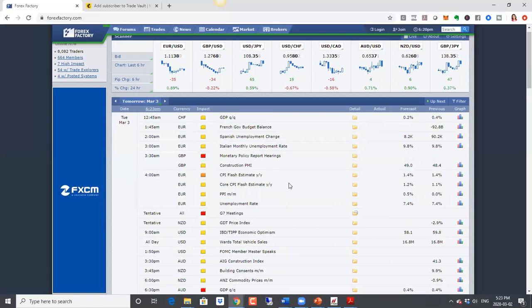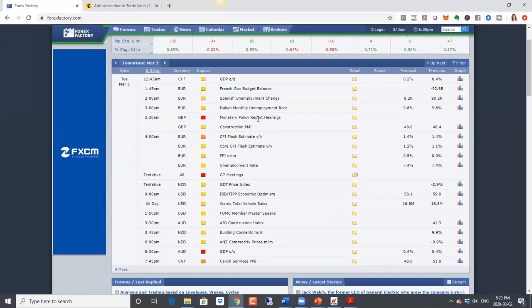Going on to Tuesday here, we have monetary policy report hearings here for UK, and Bank of England has sort of held its own. They haven't really talked too much about cutting interest rates at this point. So should that change and we start to hear concerns in regards to the trade relations with the European Union, or we hear comments in regards to the coronavirus impacting the economic conditions, all of that will be negative for British pounds. So we'll have to keep an eye on how this comes up.